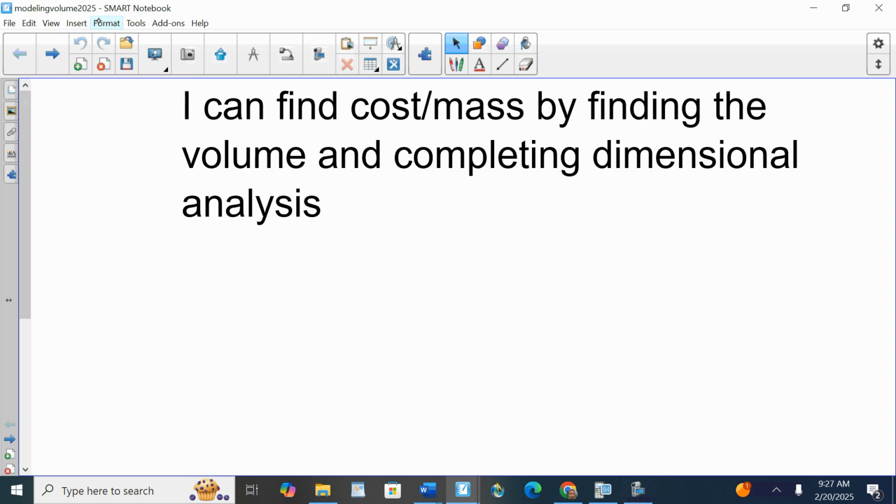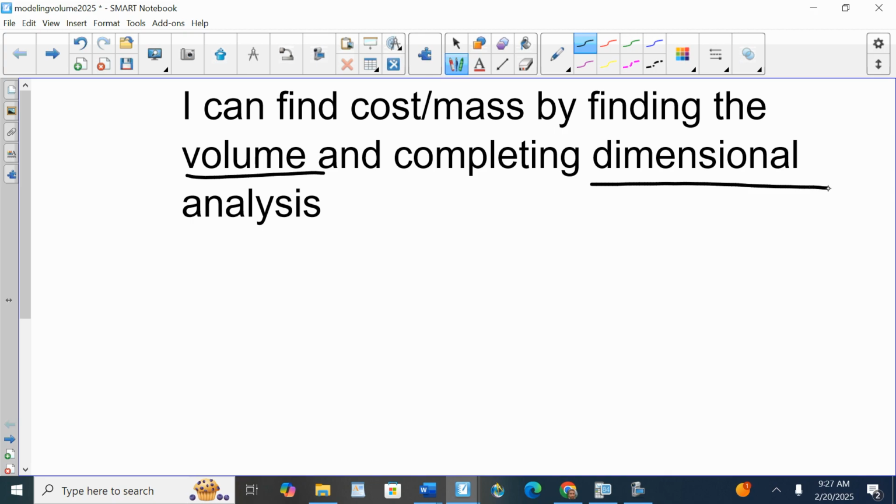Hello, very important lesson. I can find cost slash mass by finding the volume and completing dimensional analysis. We learned how to calculate volume. If you don't know how to calculate volume, then stop this right now and find the calculating volume video. And you need to know how to do dimensional analysis. If you don't, then stop this right now and go to the video for dimensional analysis. Once you know how to do both of them, this isn't bad.